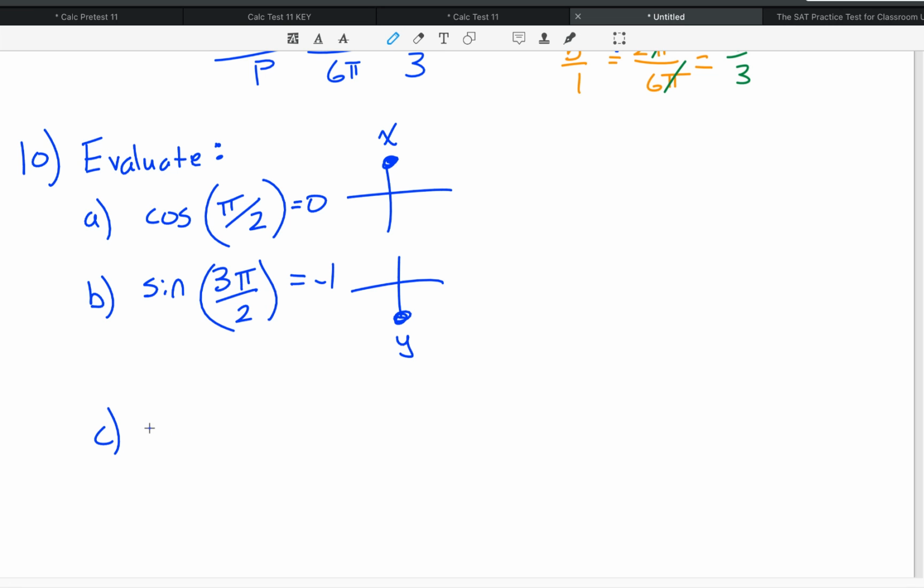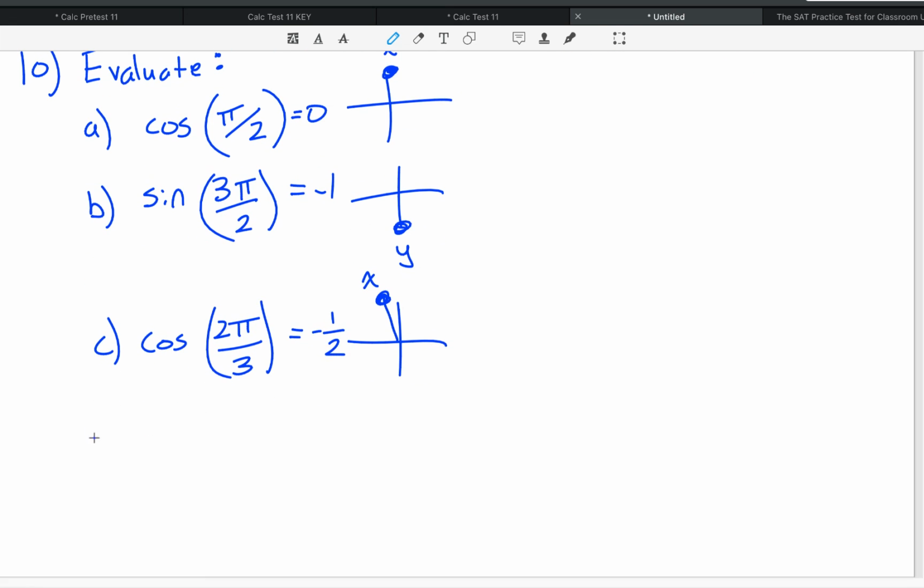C, cosine of 2 pi over 3. Where is 2 pi over 3? It's right there. Cosine is the x-coordinate. I went left a little amount. The littlest one that we have is 1/2, so it's -1/2.